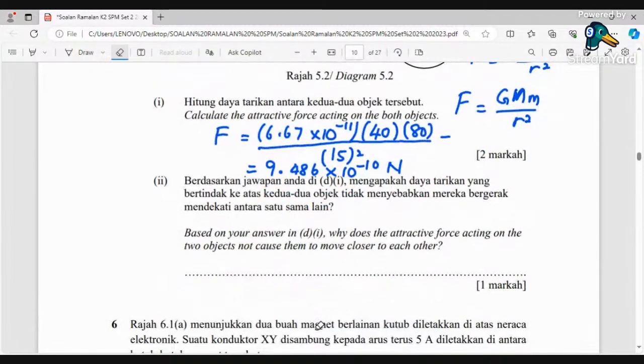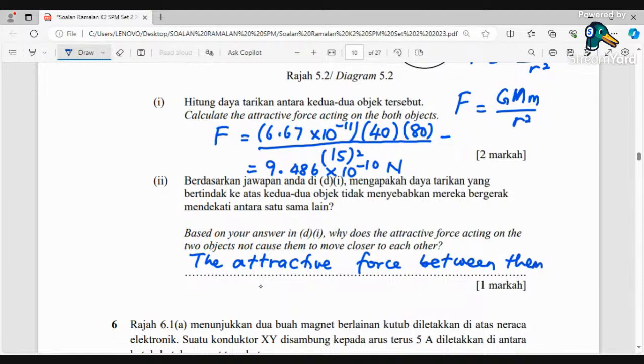Okay, part 2. Based on your answer, why does attractive force acting on two objects not cause them to move closer? So you can see because the attraction force between the two objects is very weak atau very small. Too small ataupun very small.